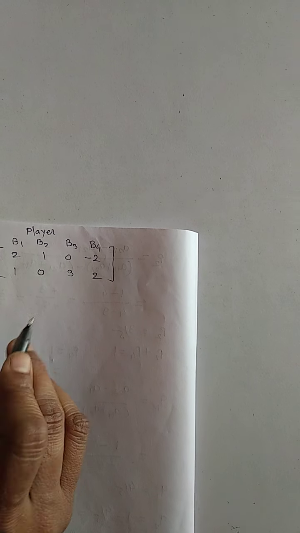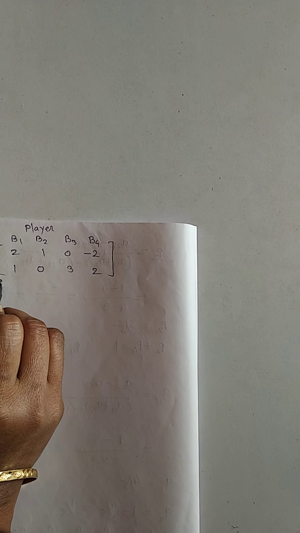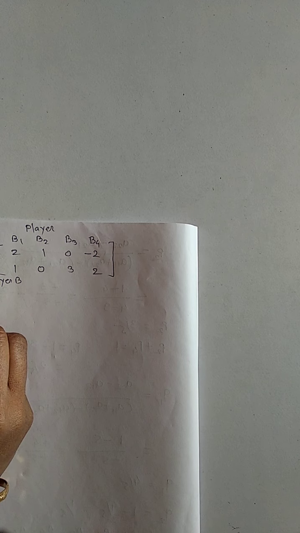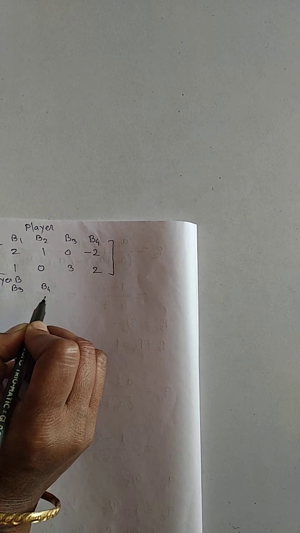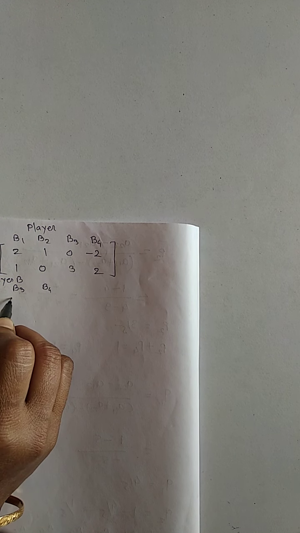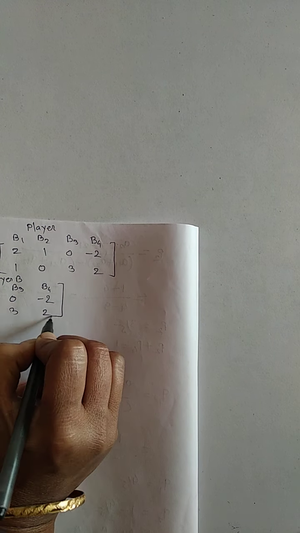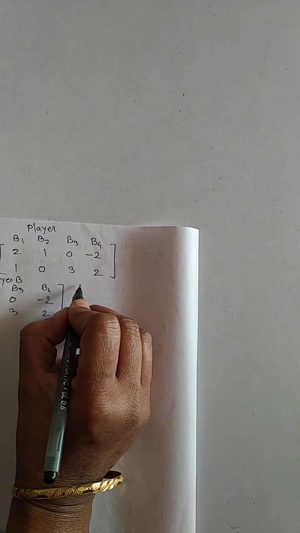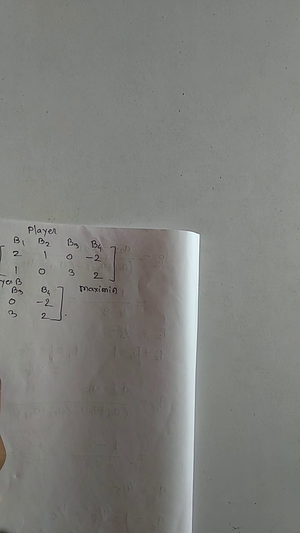Then first write the given payoff matrix. The given payoff matrix is A1, A2, player A, player B, B1, B2, B3, B4, that is equal to 2, 1, 0, minus 2, 1, 0, 3, 2. Then first find the maximin and minimax.